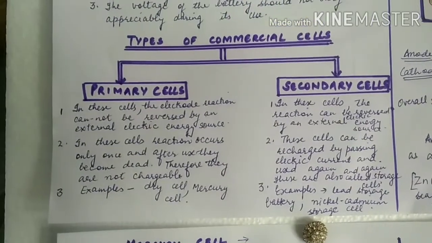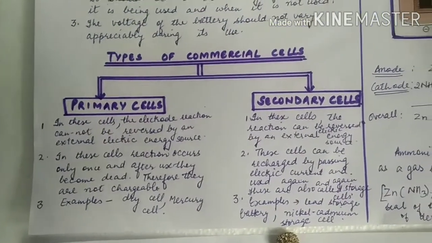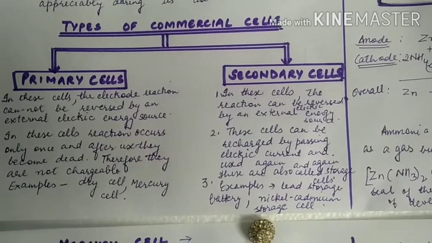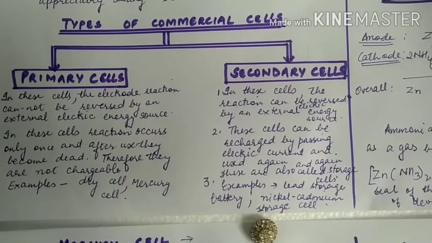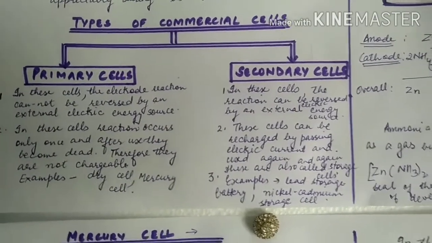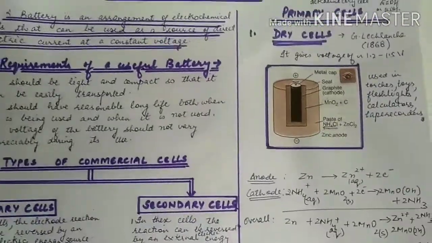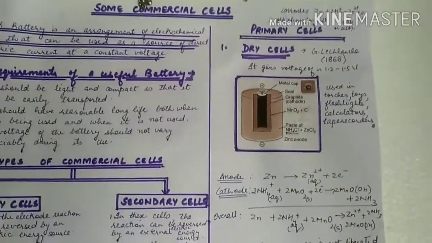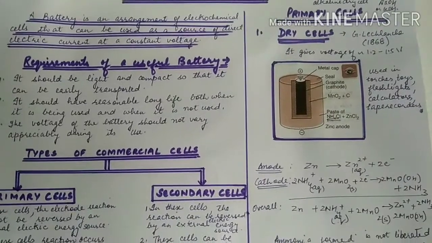Examples of primary cells are dry cell and mercury cell. Examples of secondary cells are lead storage battery and nickel cadmium storage cell. In this video we'll be covering primary cells, and secondary cells we'll cover in the next video.